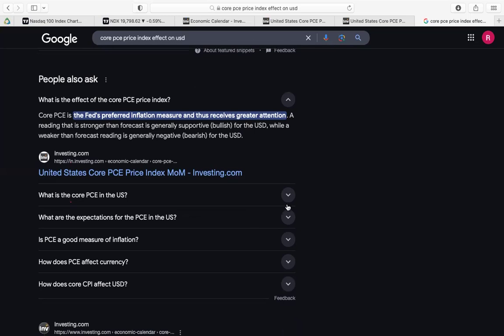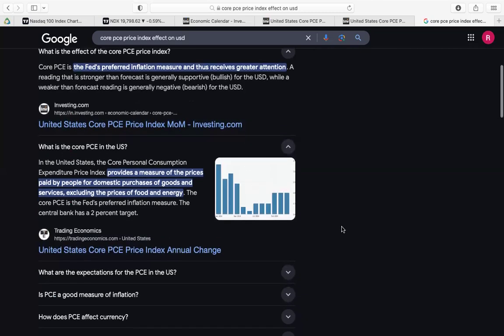What is the core? Let's open here and see what that is saying. In the United States, the core personal consumption, PCE, personal consumption expenditure. You see what PCE is? It's the personal consumption expenditure price index. So it's core personal consumption expenditure price index. It provides a measure of the prices paid by people for domestic purchases of goods and services. It does not include food and energy.